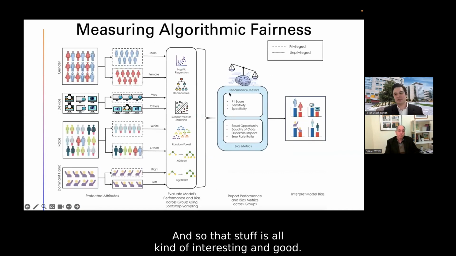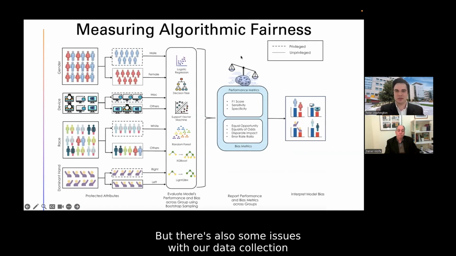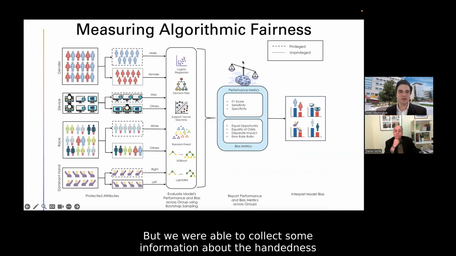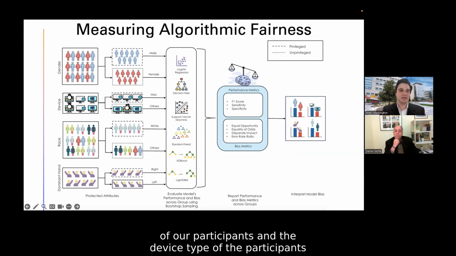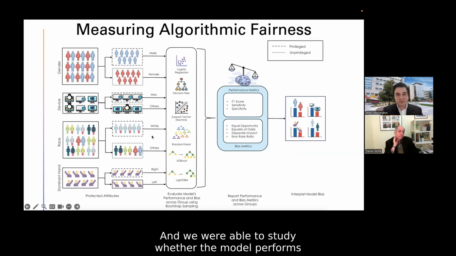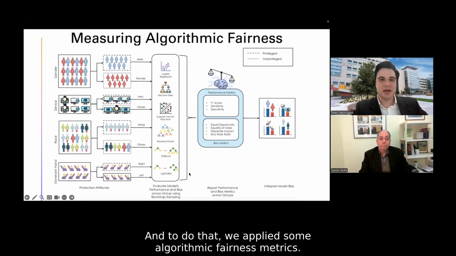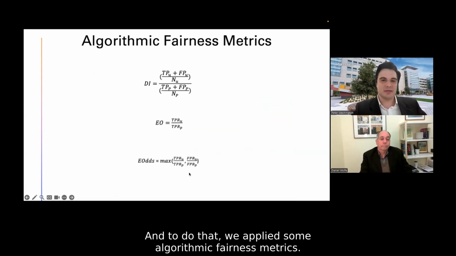And so that stuff is all kind of interesting and good, but there's also some issues with our data collection procedures that we're trying to fix for future iterations. But we were able to collect some information about the handedness of our participants and the device type of the participants, as well as their demographics. And we were able to study whether the model performs differently across these groups. And to do that, we applied some algorithmic fairness metrics.